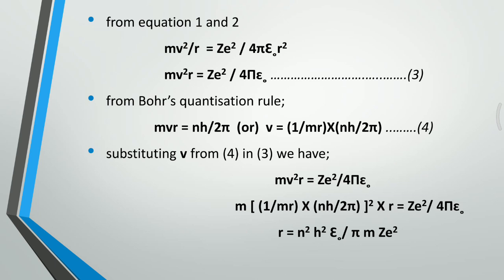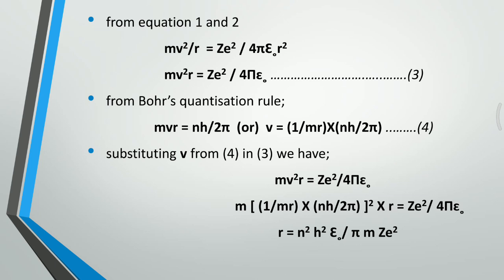From Bohr's quantization condition, the orbital angular momentum is nh/2π, or v = (1/mr)(nh/2π). Substituting this value of v from equation 4 in equation 3, we have mv²r = Ze²/4πε₀, where v is 1/mr into nh/2π. That is, m into (1/mr × nh/2π) whole squared into r is equal to Ze²/4πε₀.